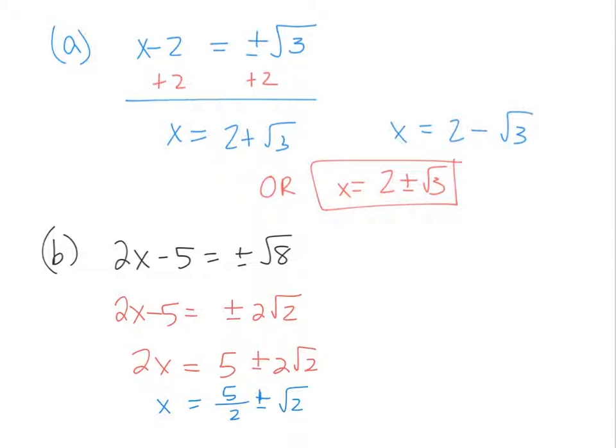Look at my final answer, obviously. I'm not going to write it all over 2 if I can divide this by 2 anyhow. So I divided the 2 in the front here by that 2 to give me just radical 2. And then the 5 gets divided by 2 there. So far, so good? Pretty straightforward, I hope.